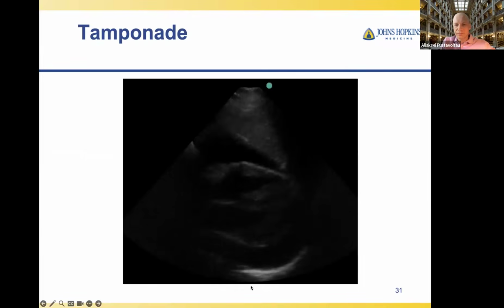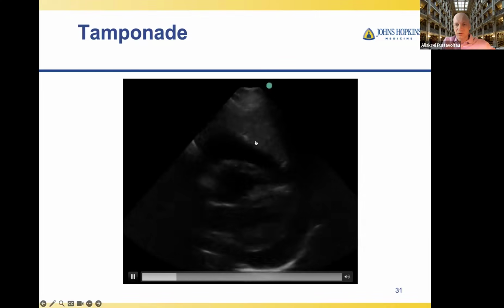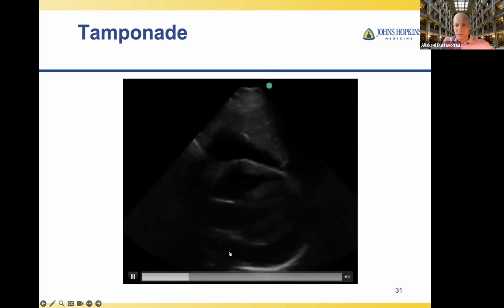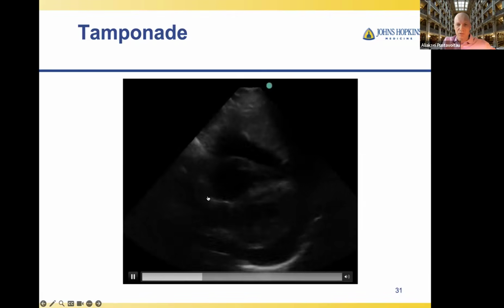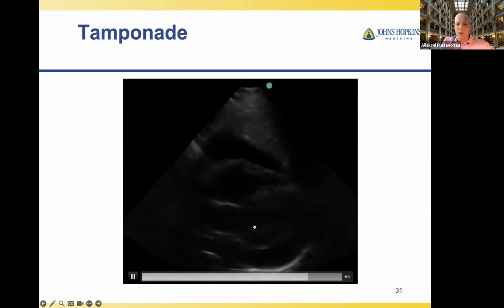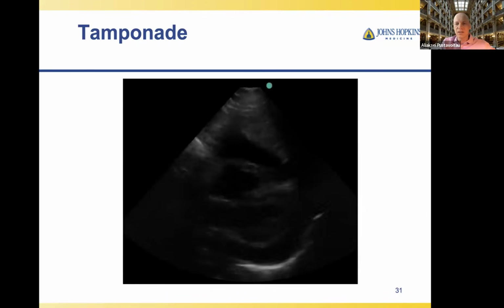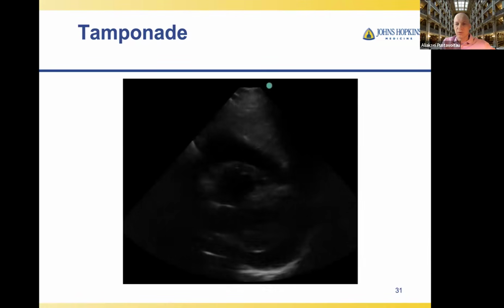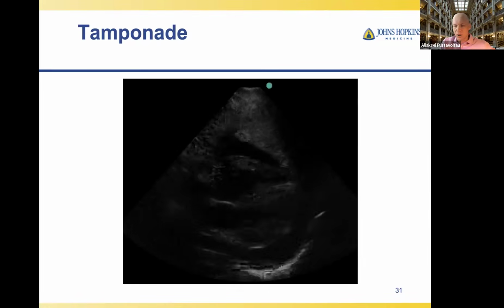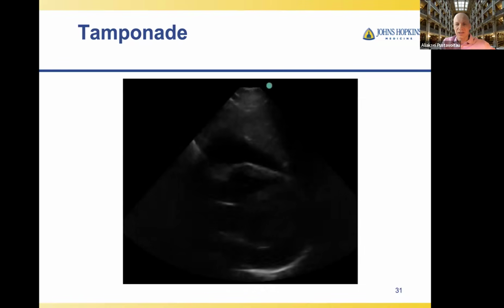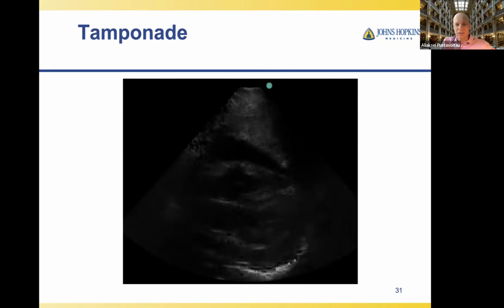This is tamponade, right? Looking through the liver, again subcostal view, you see tons of fluid around the heart. You may not necessarily see the chamber collapse because we don't see a good right atrium. However, if someone is arresting and that's what you see, that's tamponade until proven otherwise. So prompt pericardiocentesis is required.